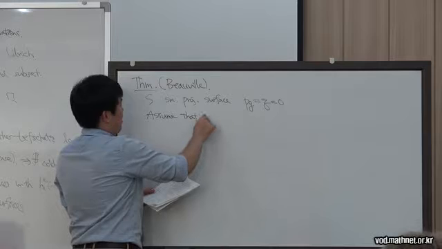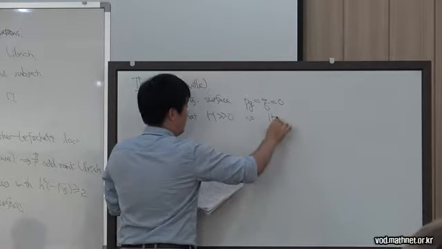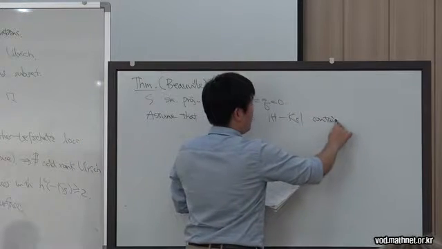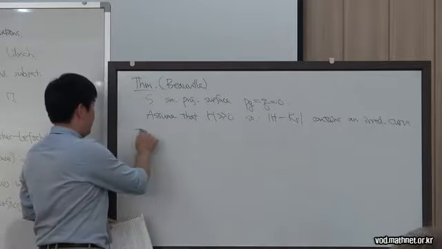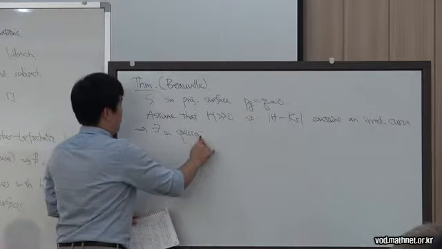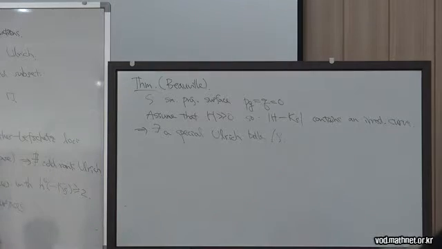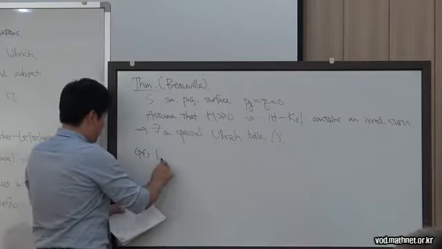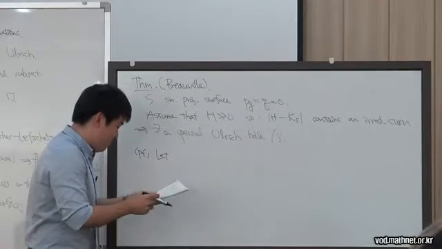And assume that H is so positive so that the linear system H minus K_S has an irreducible curve, then there is a special Ulrich bundle on S. And the proof is very simple. So in some sense, this theorem makes me frustrated because I did it in a very, very complicated way.